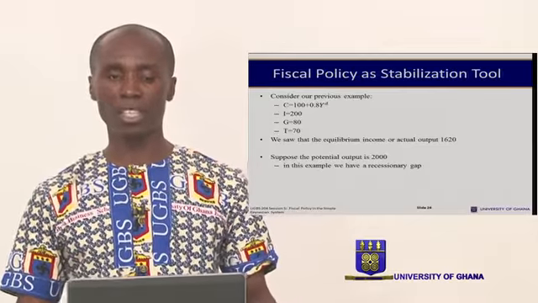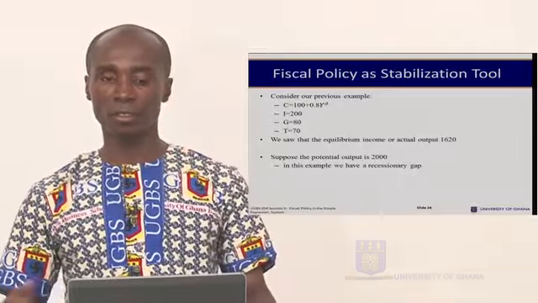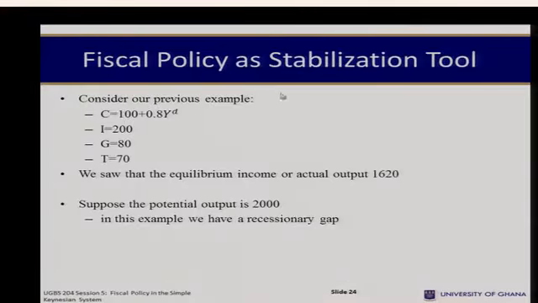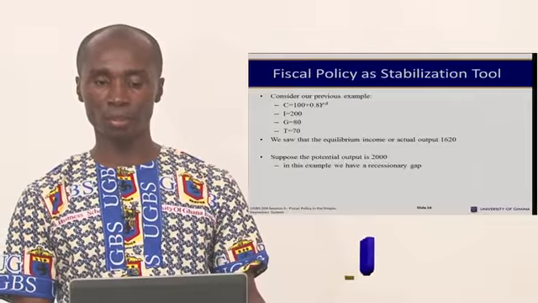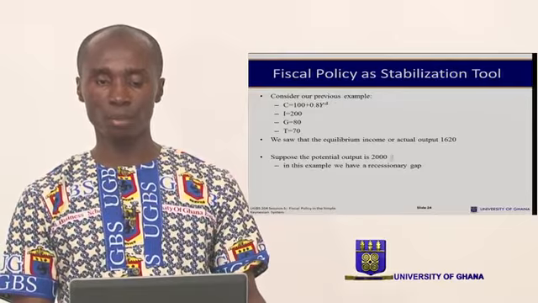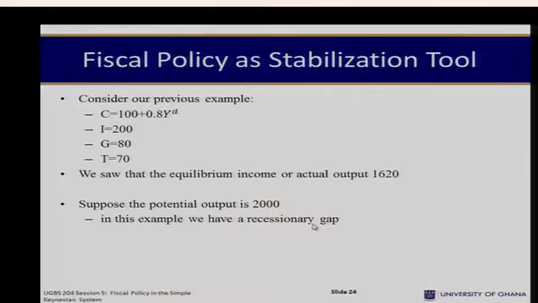To consider a numerical example, let's recall the example we just saw, the economy that had these parameters, and we saw that the equilibrium income or the actual output was 1,622. Now assume that the potential output or potential GDP for this economy is 2,000. Notice that this will mean that we have a recessionary gap because the potential output is higher than the actual output.